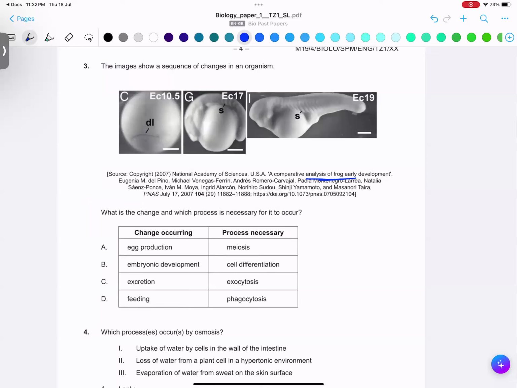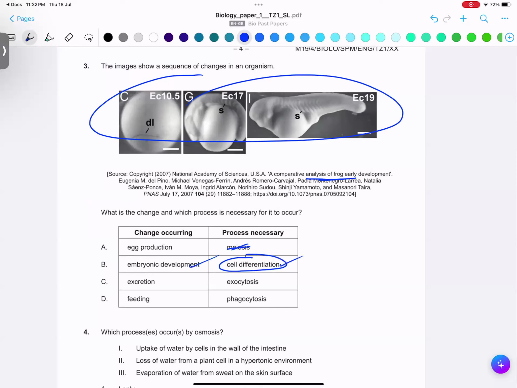So in this case, you have egg production. No, because it's not really the case. And the process necessary is not meiosis. No. Embryonic development and cell division, which is true because here we can see that specialization is actually taking place. So we can say that it's cell differentiation. This does make sense because it is the analysis of a frog. And C, excretion, no, because excretion is basically when you get the feces out.